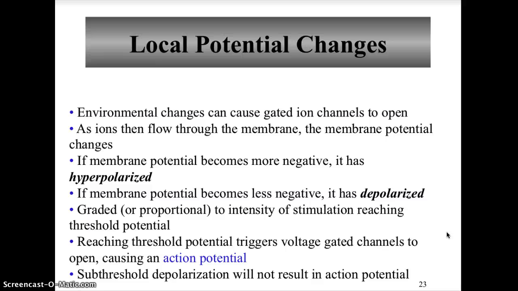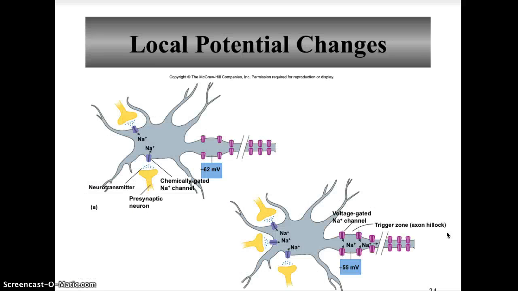Typically, when you look at the threshold potential, it's probably around negative 55 millivolts. So you have that negative 55 millivolts on the membrane then. So you go from that negative 70 to a negative 55 millivolts, and then you reach that threshold stimulus, which is a positive 15 millivolts on the membrane. So that subthreshold depolarization will not result in that action potential.